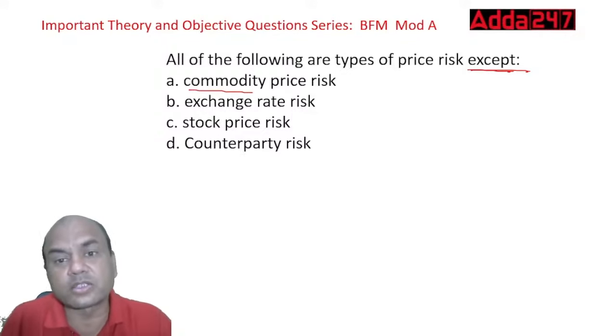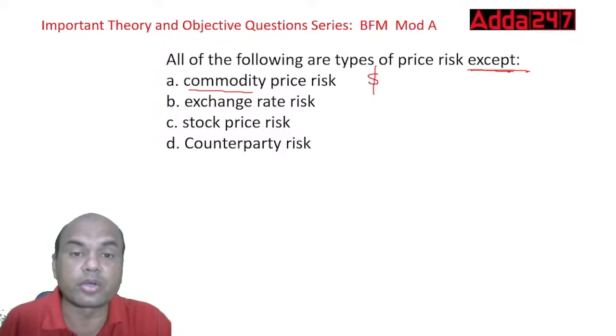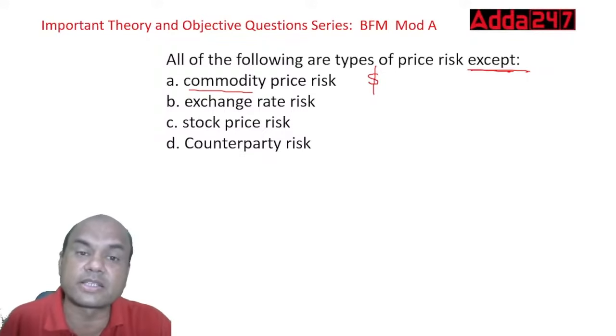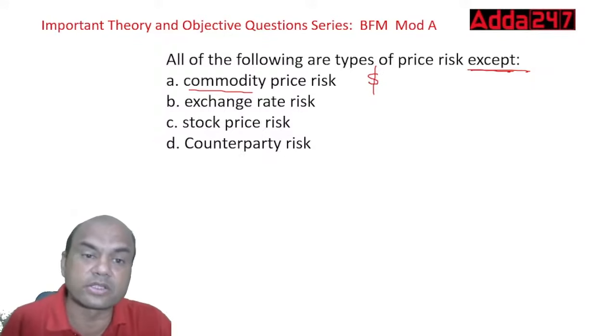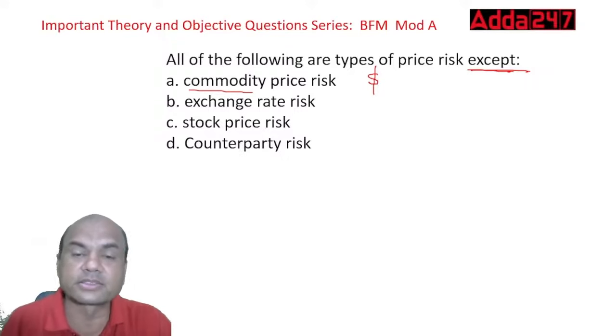Commodity is anything. Dollar is also a commodity. Okay, currency is also a commodity. So commodity price risk, exchange rate risk. That is also a price risk, because if the dollar rate or the exchange rate changes, definitely the price will change. So this is also the point. Stock price risk and counterparty risk.